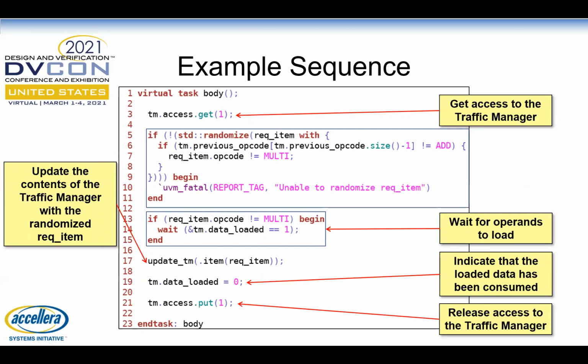Moving on to the structure of a sequence, let's take a look at an example sequence's body. This follows the high-level flow diagram of a sequence shown a few slides ago on slide 9. The sequence starts by getting access to the traffic manager, which is on line 3, where we get access to the semaphore. Then it randomizes the sequence item using the information contained within the traffic manager. So this starts on line 5 here.